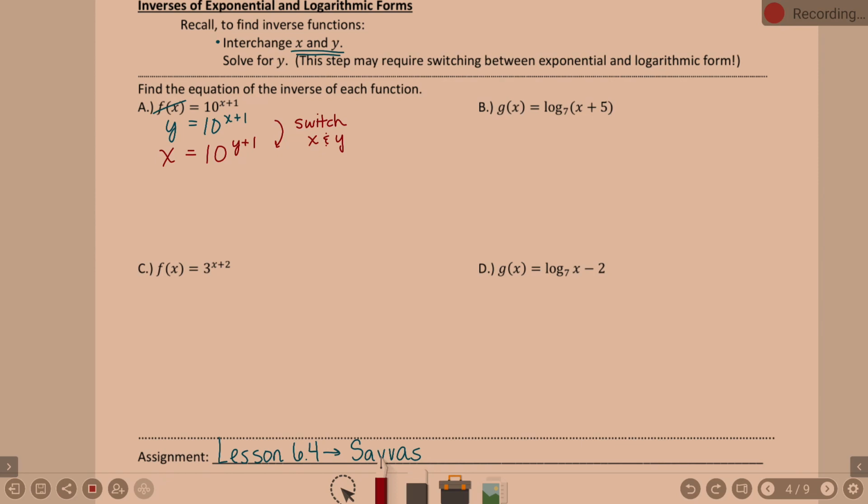Where is y? Y is currently in the exponent. But my goal, when I get to the end, my goal is to say y equals. Like, that's my goal. We are in a predicament. Now, the hint up here was this step may require switching between exponential and logarithmic form. What's going to get us out of this predicament? Log.